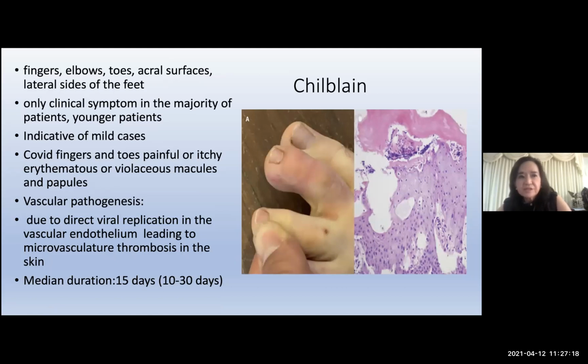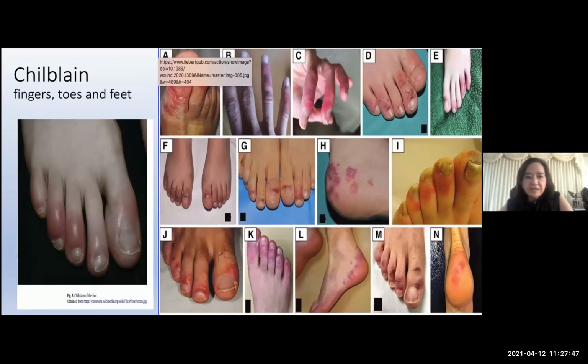Chilblain affects the fingers, the elbows, the toes, ankle surfaces, lateral sides of the feet, and is the only clinical symptom in the majority of younger patients and indicative of a mild disease. The COVID fingers and toes are painful or itchy, and the vascular pathogenesis is due to direct viral replication in the vascular endothelium, leading to the microvascular thrombosis in the skin. And the mean duration is 15 days. So these are examples again of chilblain of the fingers, toes, and feet.